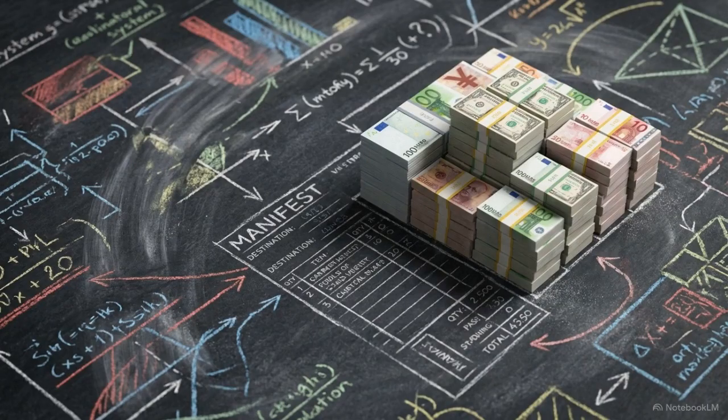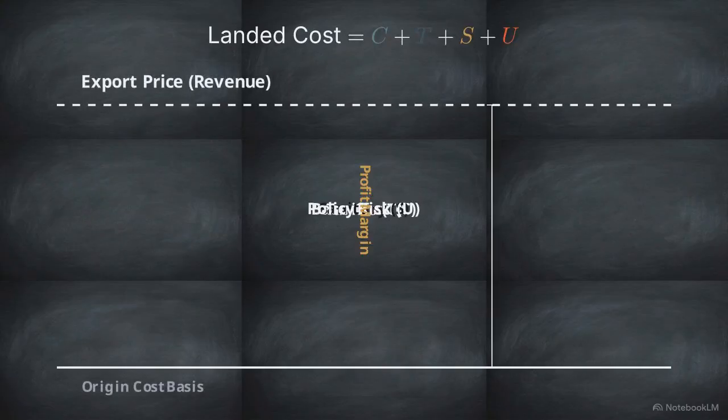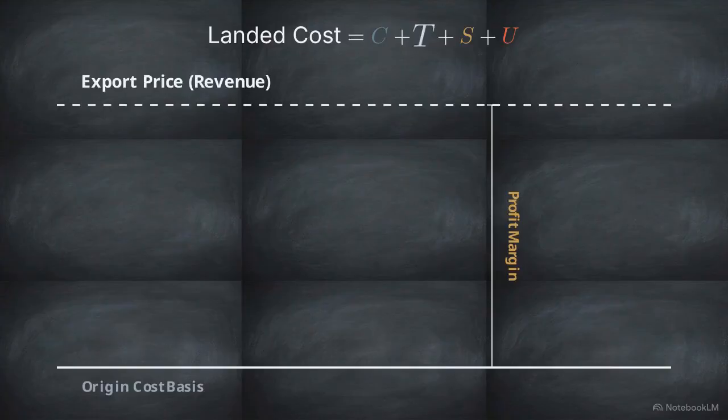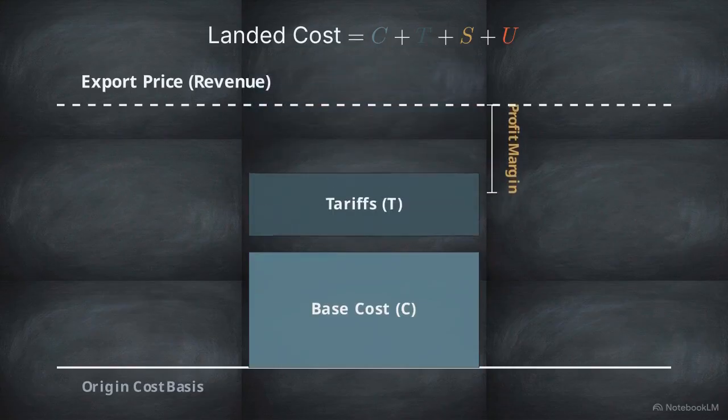Currency is only the most visible variable. Moving an agricultural product across a sovereign border introduces compounding layers of hidden friction that do not exist within a domestic supply chain. The landed cost equation calculates export viability: base production costs, plus tariffs, plus sanitary compliance, plus policy uncertainty. Base cost C is just the start.